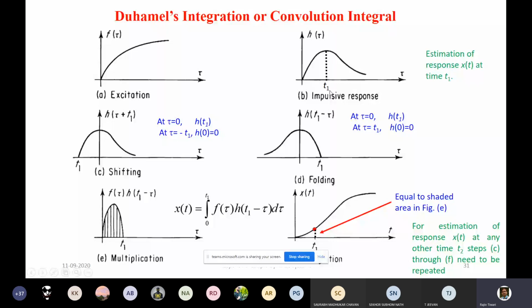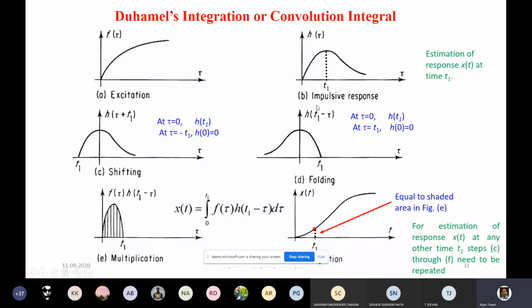So we are shifted toward t1. You can see tau plus t1 is there, so it's shifted toward this. Now we are folding it. That means tau is negative on this side and positive on this side, so we are flipping it. You can see this is the mirror image of that. Here tau is negative now, here it was positive. So we have folded this. This is the required form in the convolution integral, h(t minus tau). So now it has come.